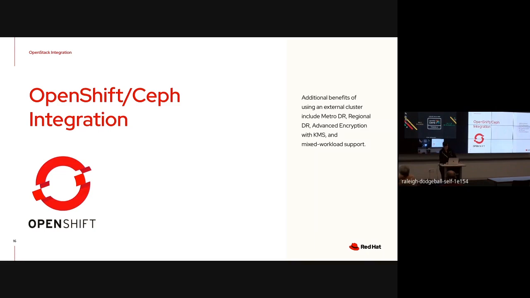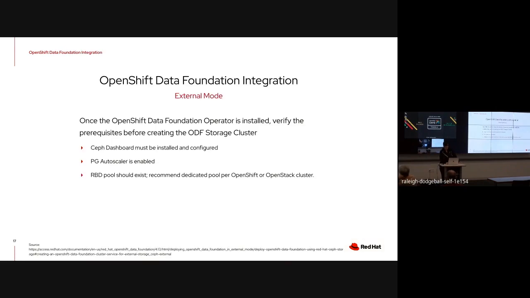Whenever it comes to the OpenShift integration, you want to make sure that you install the OpenShift Data Foundation Operator, and then there are just a few prerequisites that you want to make sure are configured on the Ceph side: that the Ceph dashboard is configured, because that is going to integrate some of that into the OpenShift dashboard, that the PG Autoscaler is enabled, and that the RBD pools exist.